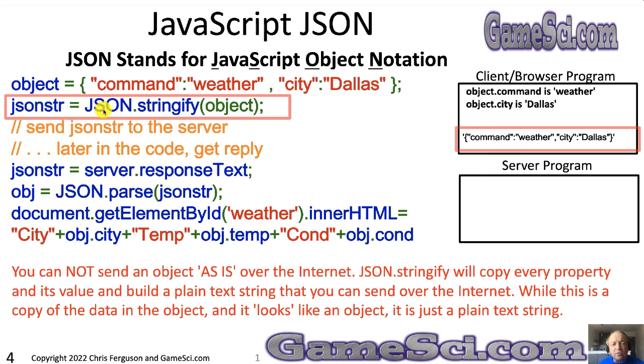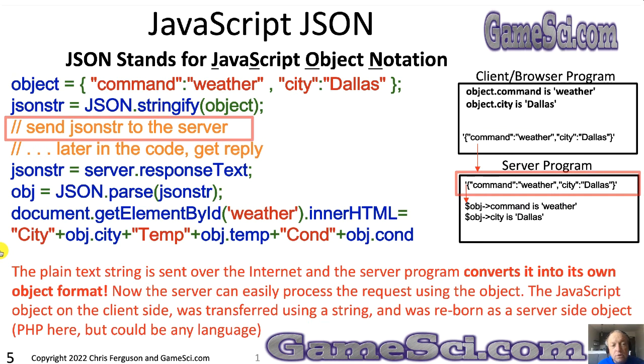JSON str equals JSON.stringify and pass it this object that we created above. You cannot send the object as is over the internet. JSON.stringify will copy every property and its value and build a plain text string that you can send over the internet. While this is a copy of the data in the object, it looks a lot like the object. This is just a plain text string. This is a string variable, and these are just plain characters in the string right here that we are about to send to the server.